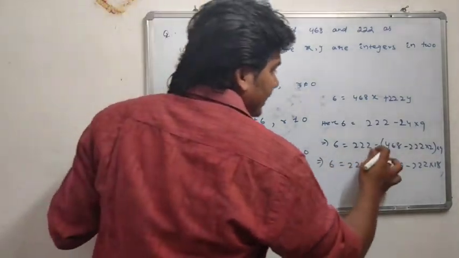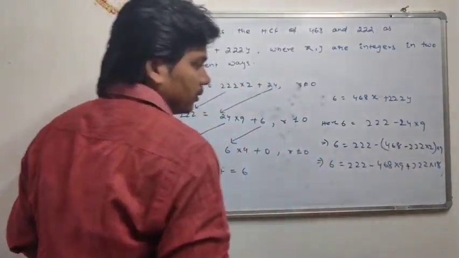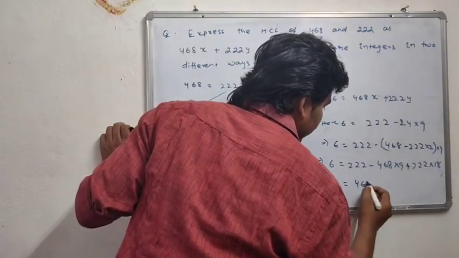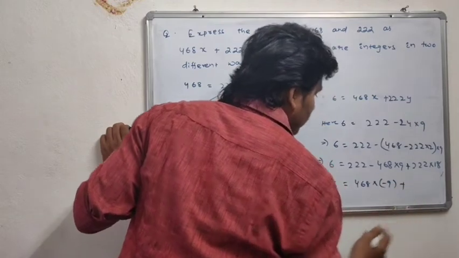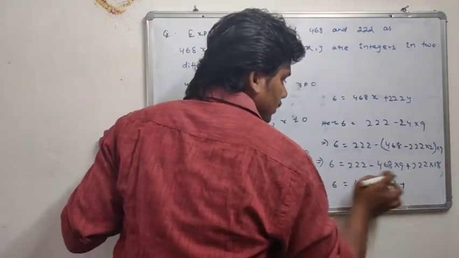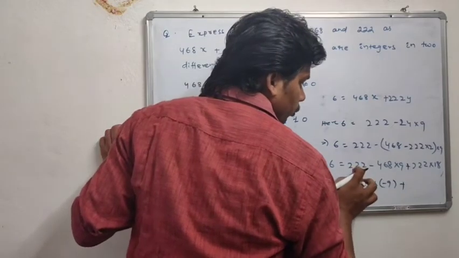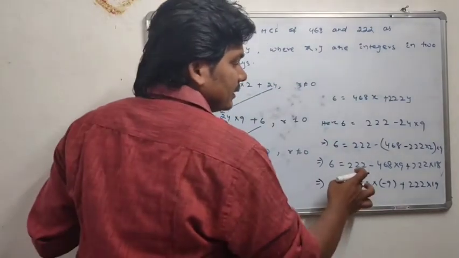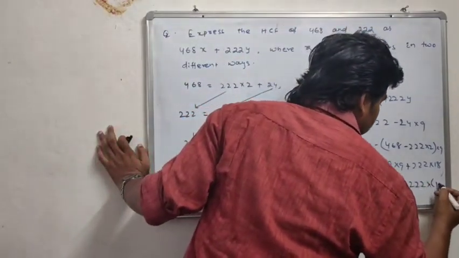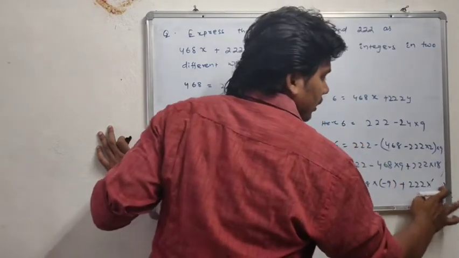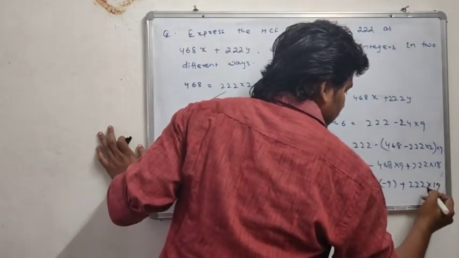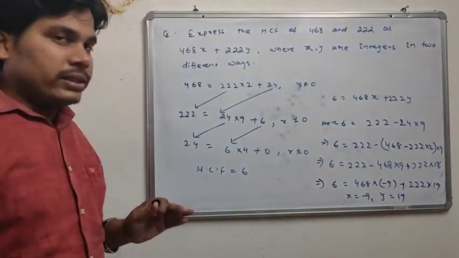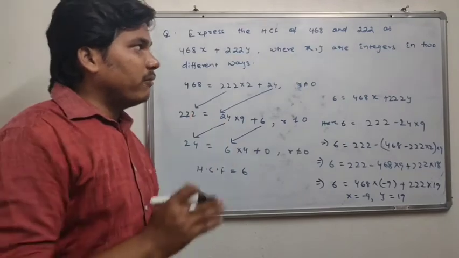Now as minus and minus is there, hence this is plus. Then this will be 6 equal to 468 into minus 9 plus, as in these two terms 222 is common, 222 into 19. As this is 1, this will be 1 plus 18, and hence this will be 19. And hence here x is minus 9, y is 19. This is one way we got the value of x and y.